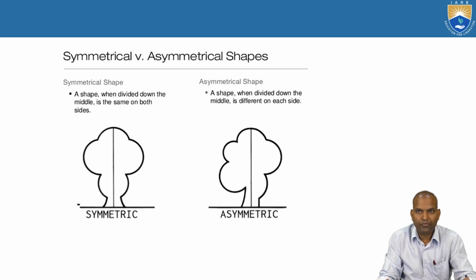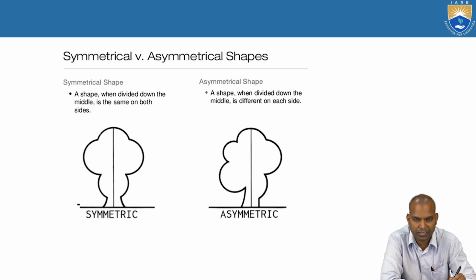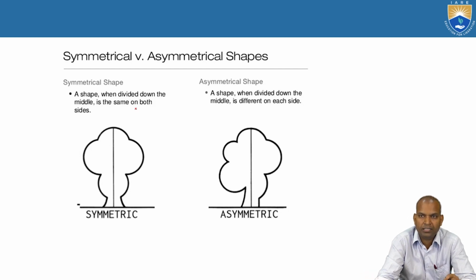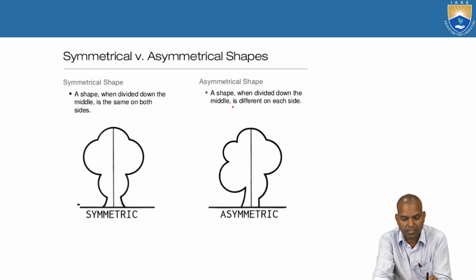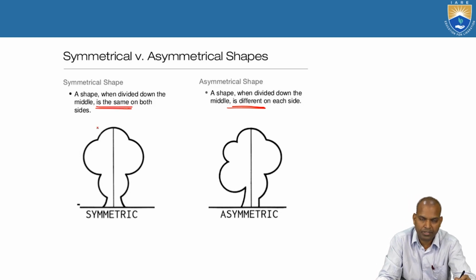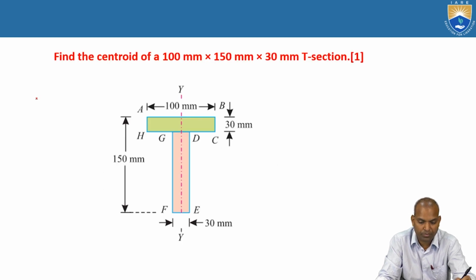To define further, a symmetrical shape, when divided down the middle, is the same on both sides. That's the meaning as we have discussed. Whereas an asymmetrical shape or asymmetrical plane figure, when divided down the middle, is different on both sides. On each side it is different. Here it is the same. That is the exact concept for understanding symmetric and asymmetric shapes.